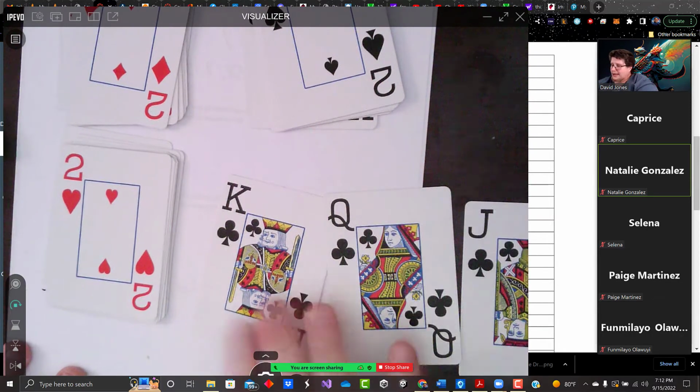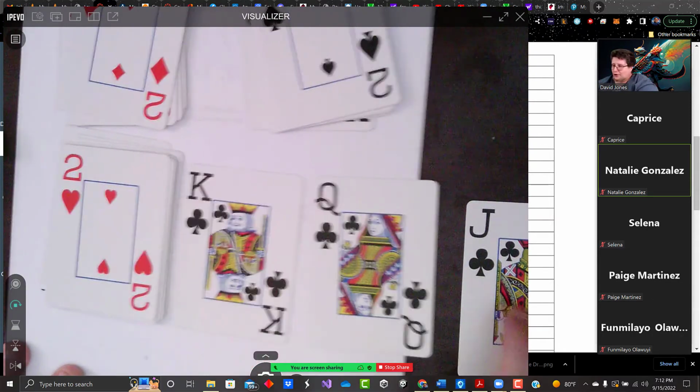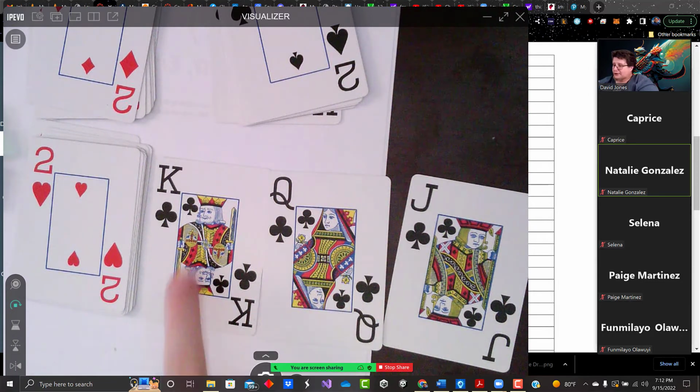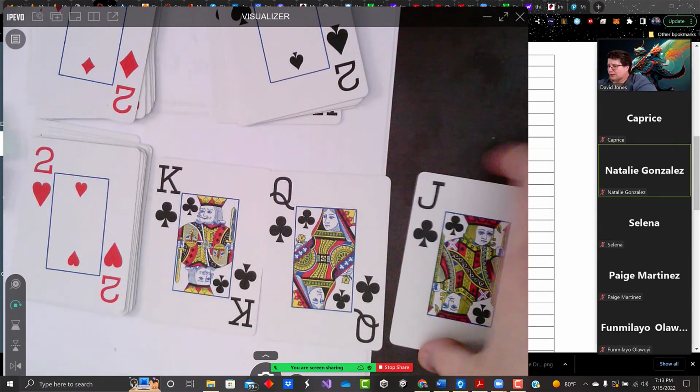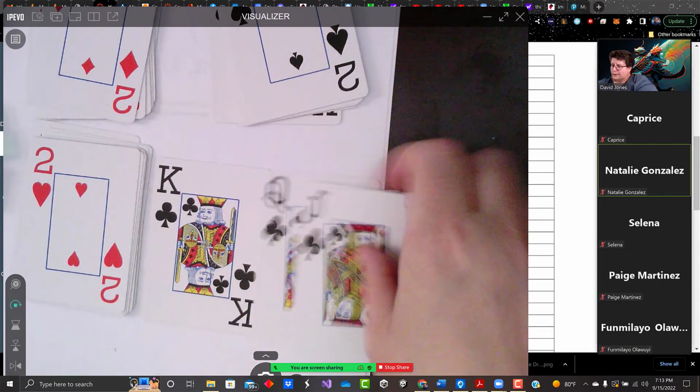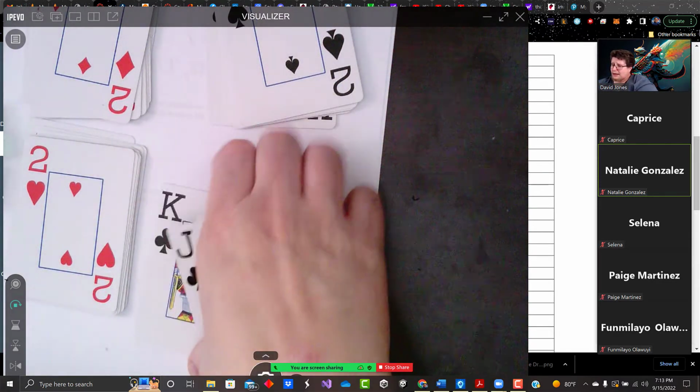There are 3 face cards. They call them face cards because they have faces. K is for king, Q is for queen, and J is for jack. I have no idea why they have a jack. I don't know why they don't have a prince, but they have J for jack. Maybe it's prince of all or jack of all trades. I'm not sure.